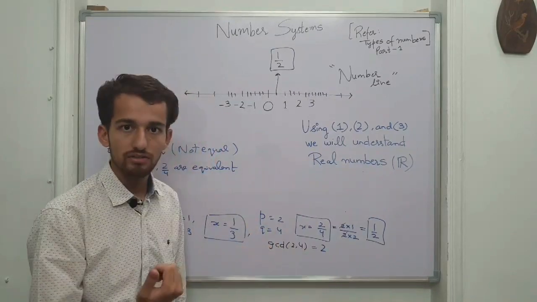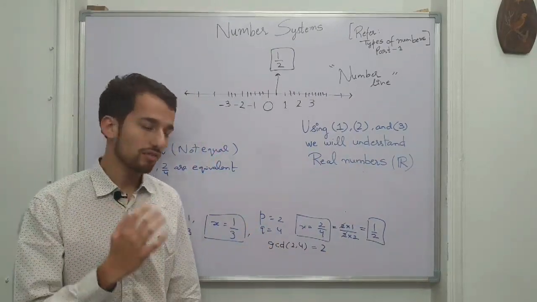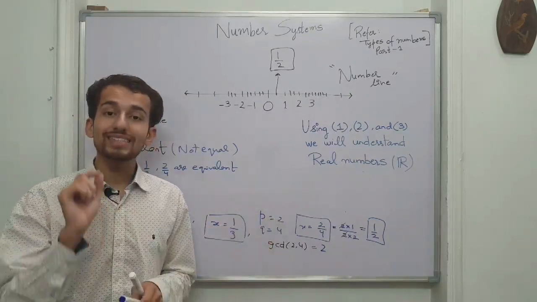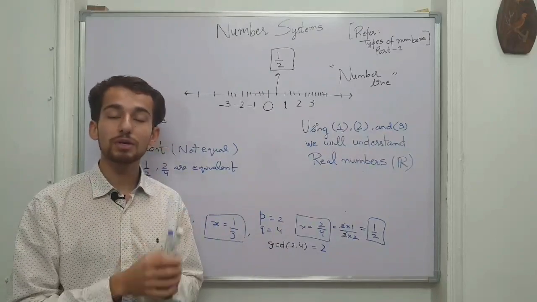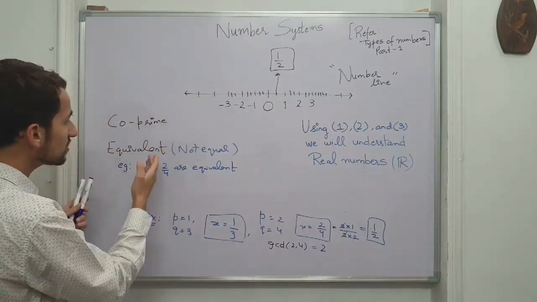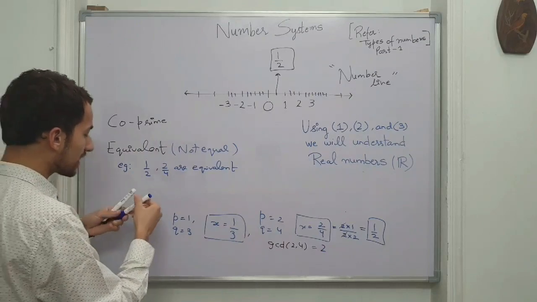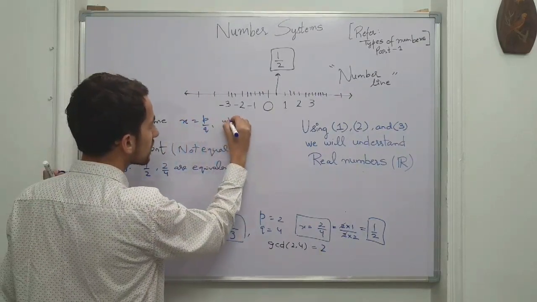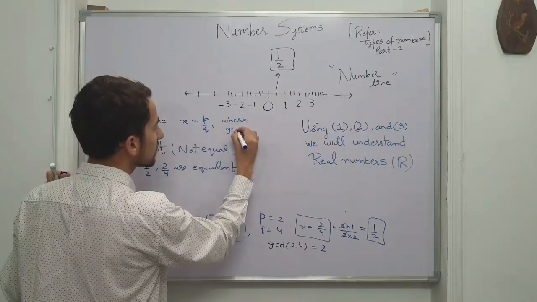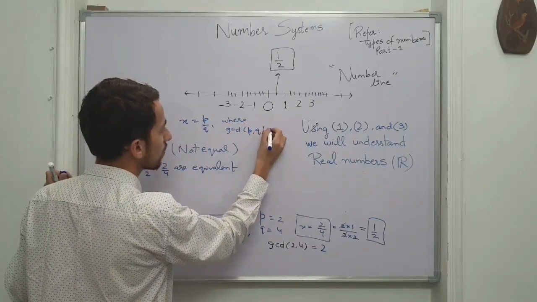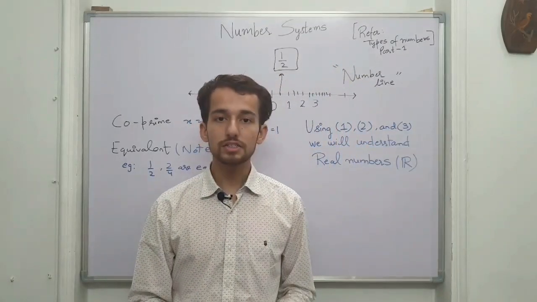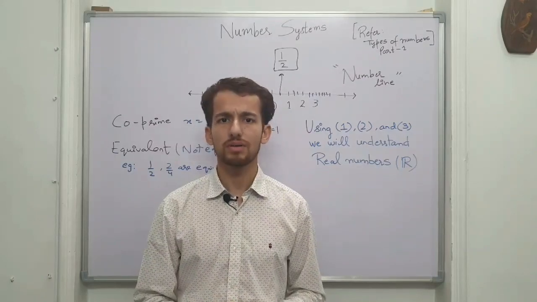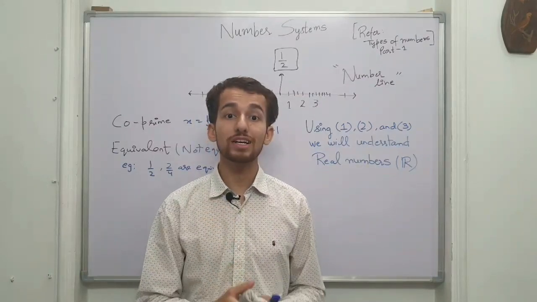Whenever I take a rational number, a fraction, if their greatest common divisor is 1, then such numbers will be called coprime. What I mean by this? Coprime numbers, basically those x of the form P by Q where GCD of P comma Q will be 1. So we have now understood what are rational numbers, what are coprime numbers, what are equivalent numbers. Rational numbers are also called fractions sometimes.